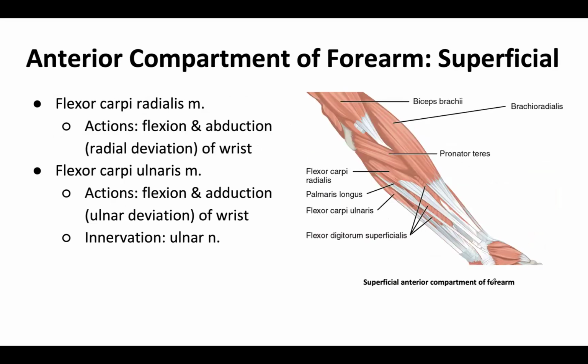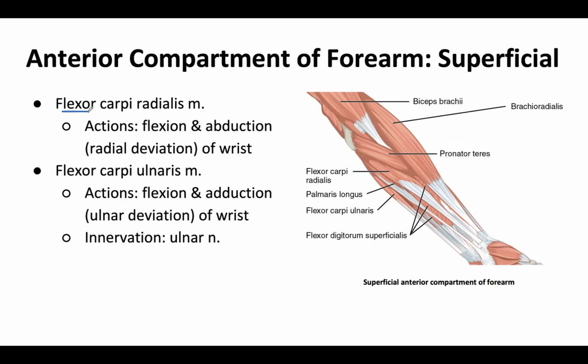All right, let's talk about some of the individual muscles in the anterior compartment. Again, we are not talking about each one. We do not have the time, so we will start with some of the more superficial muscles. And these muscles also have pretty long names, but they are descriptive. So let's take a look at this first one, the flexor carpi radialis, and break it down.